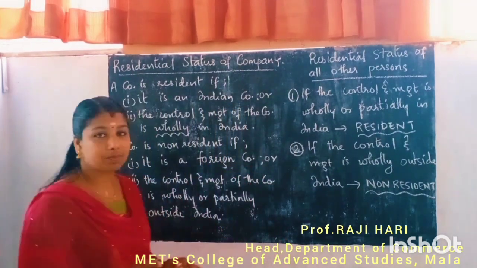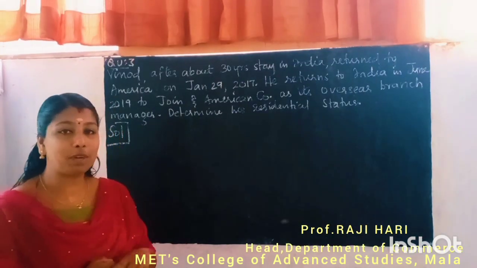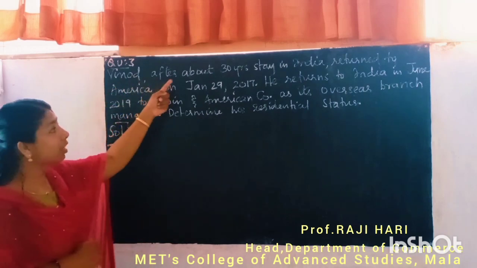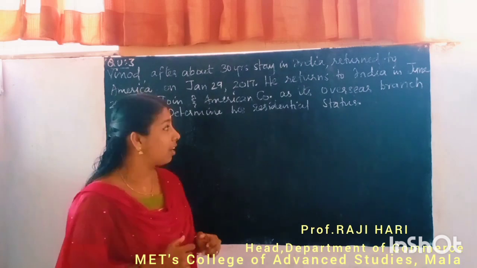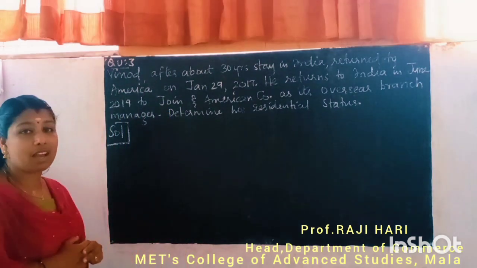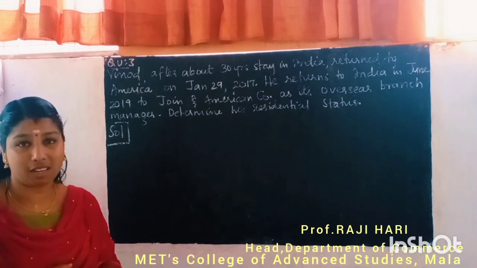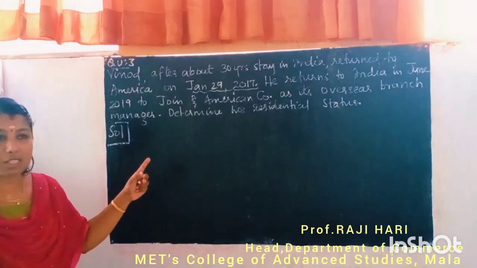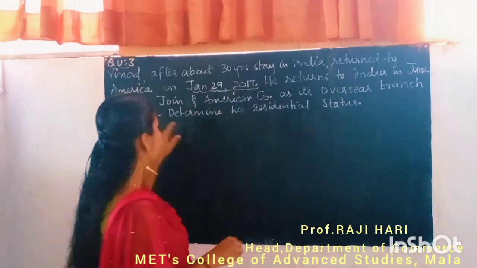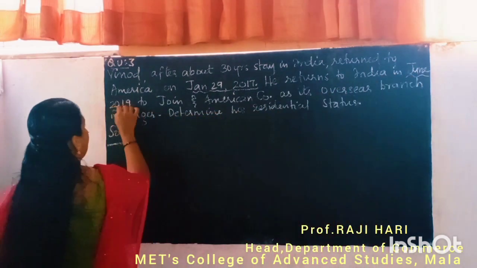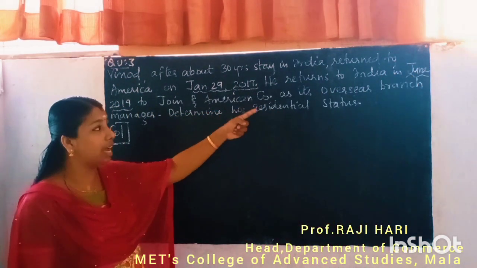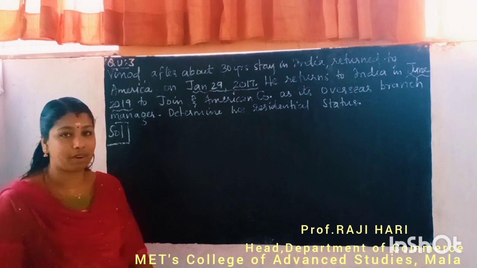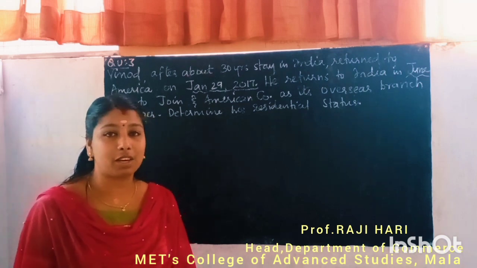Okay. Done. Now let's work out one problem on residential status of an individual. A man, after about 30 years of stay in India, returned to America on January 29, 2017. The date, month and year are very important when calculating the residential status problem. He returns to India in June 2019 to join an American company as its overseas branch manager. Determine his residential status. Only this information is given and we have to check whether he is resident or non-resident.